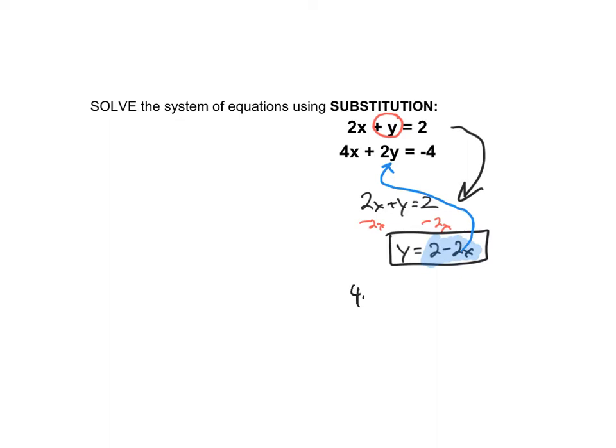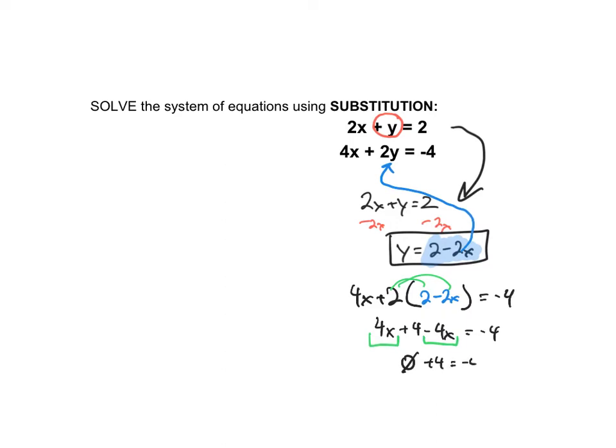Let's go 4x plus 2 times (2 minus 2x) equals negative 4. There's going to have to be a distribution here, so we get 4x plus 4 minus 4x equals negative 4. That's a lot of 4's in here. Let's clean up this side because we have a 4x and a negative 4x. We can combine like terms, and you get 0. Still got the positive 4 equals negative 4.